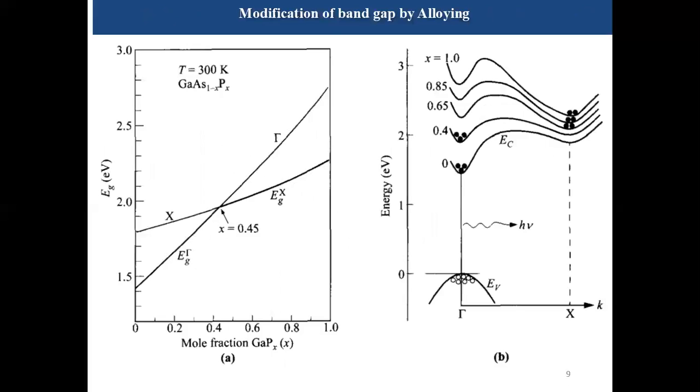The modification of bandgap can be done by alloying. That is why we have materials like gallium arsenide phosphide. So they take care of the theories that we discussed in the last slide.